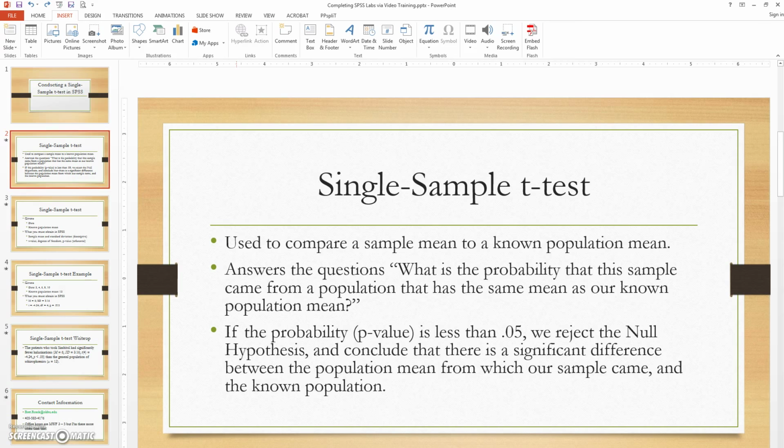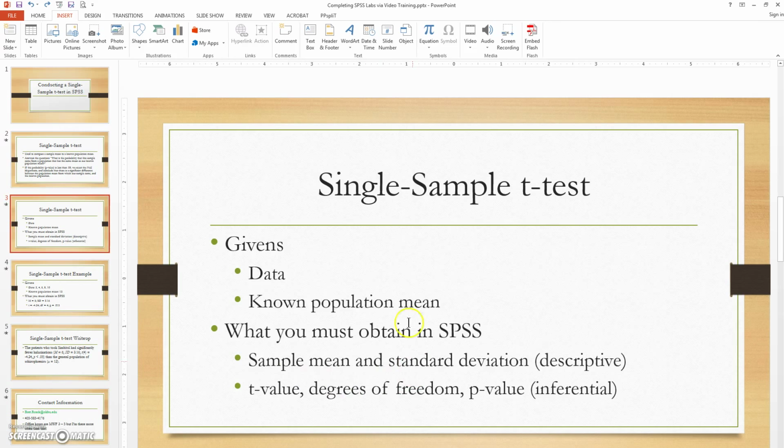If the probability, that is the p-value that you get, is less than 0.05, we reject the null hypothesis, and we conclude that there's a significant difference between the population mean from which our sample came and the known population. So let's take a look at a specific example.